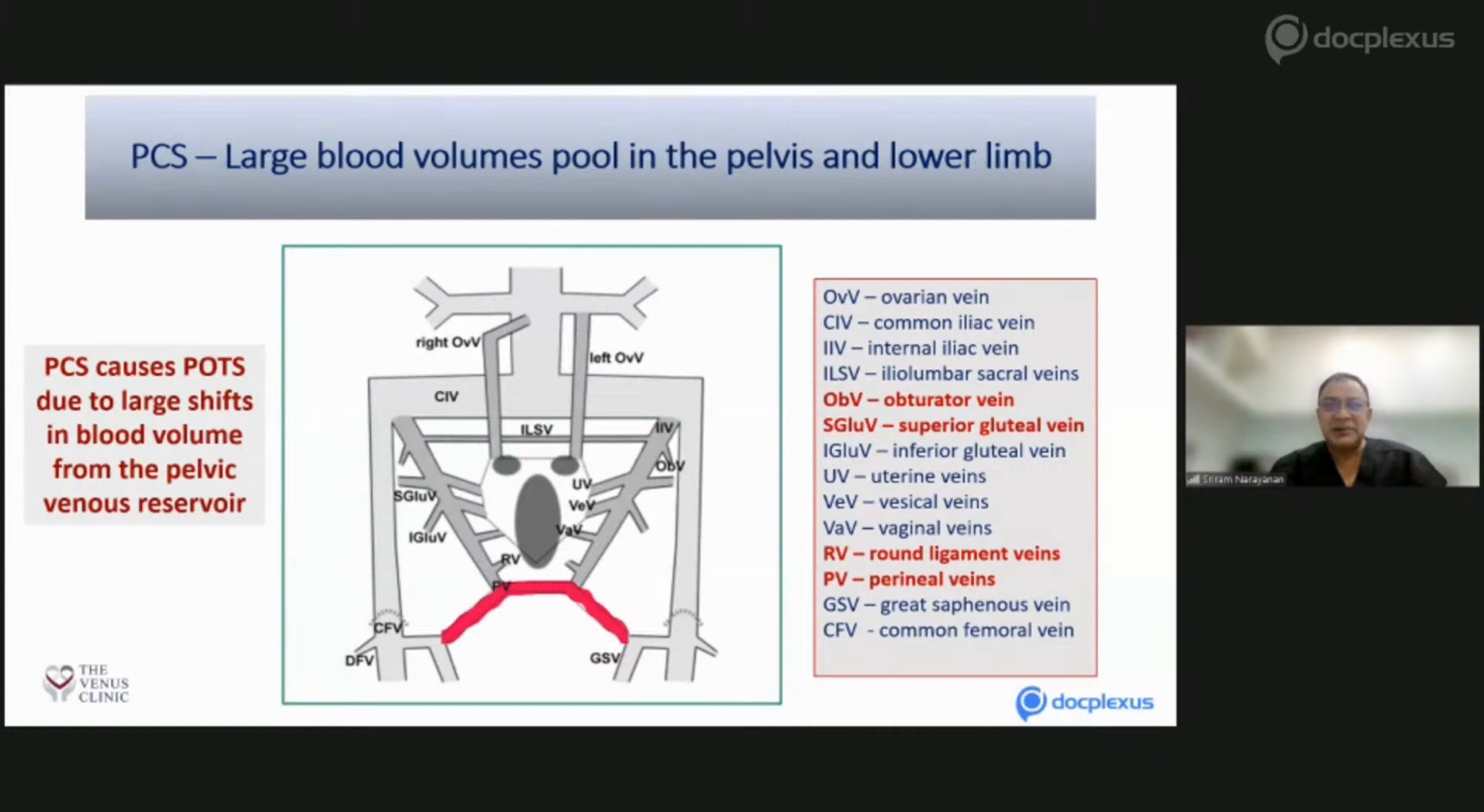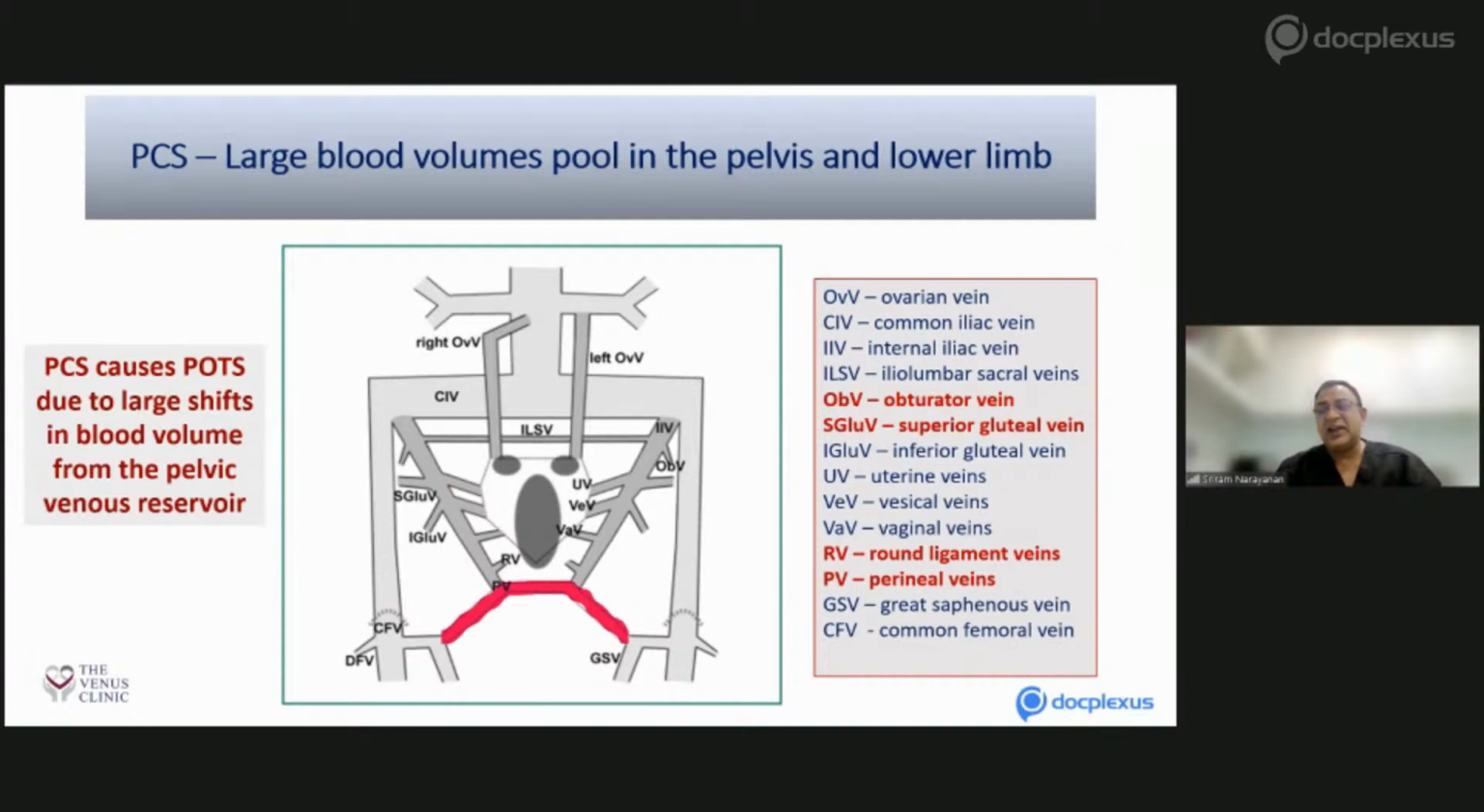Now, what does happen in POTS? Well, essentially, as I showed you, this huge pelvic venous reservoir, the blood tends to pool in the pelvis. Patients can have between 500-600 to almost a liter plus of blood, that venous blood, that pools in the pelvis and does not drain in these varicosities in the pelvis. And they suddenly move, they shift position, they suddenly sit up, or they move in the bed. And there's a large shift of blood volume from this pelvic venous reservoir.